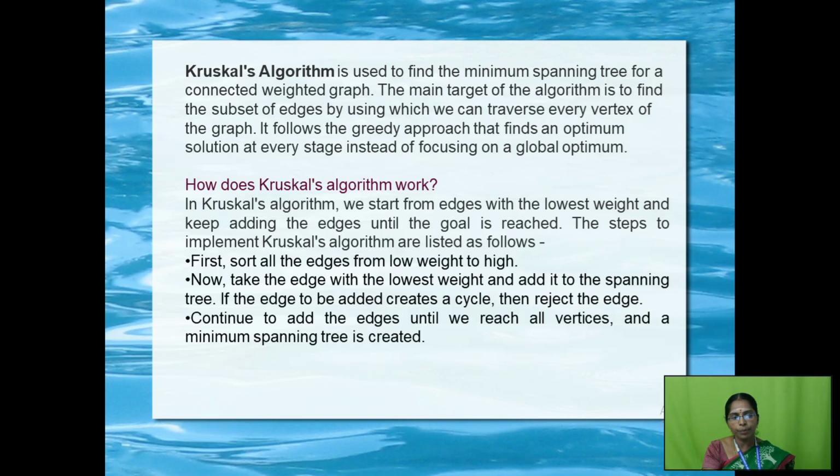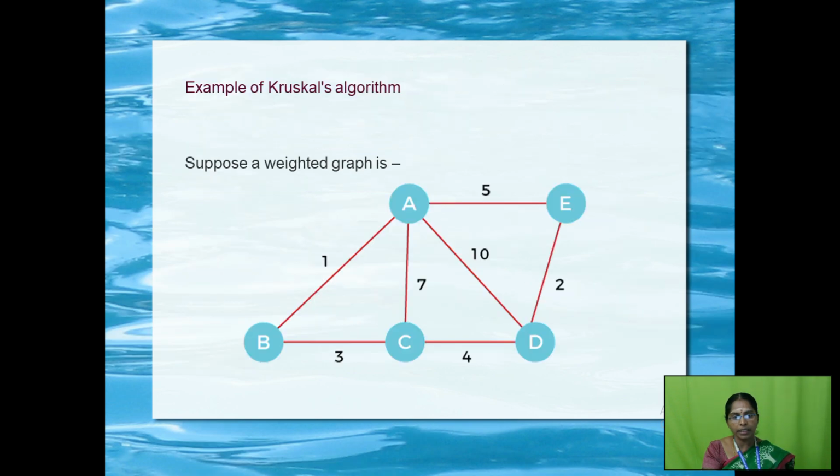What are the steps to follow to implement the Kruskal algorithm? Here also we have 3 steps. One is sort all the edges from low weight to high. Now take the edge with the lowest weight and add it into the spanning tree. If the edge to be added creates a cycle, then you have to reject the edge. We continue to add the edges until we reach all the vertices and a minimum spanning tree is created. This is an example of Kruskal algorithm.